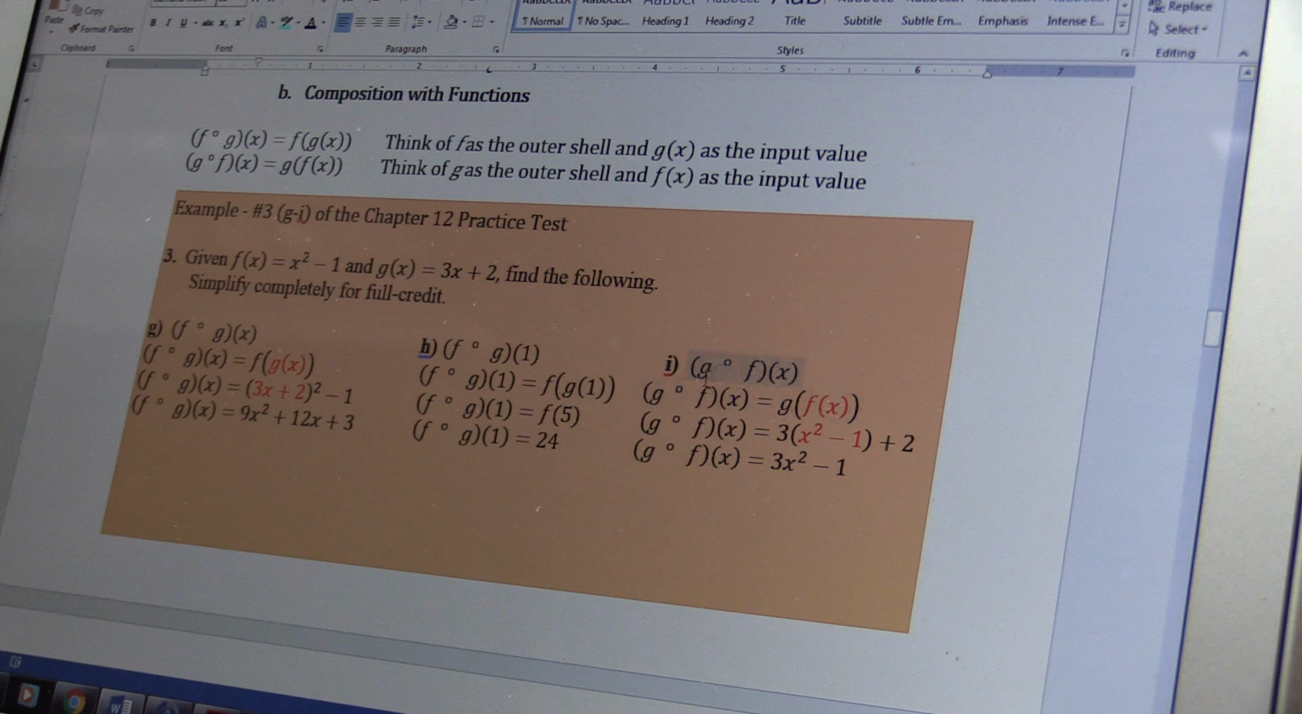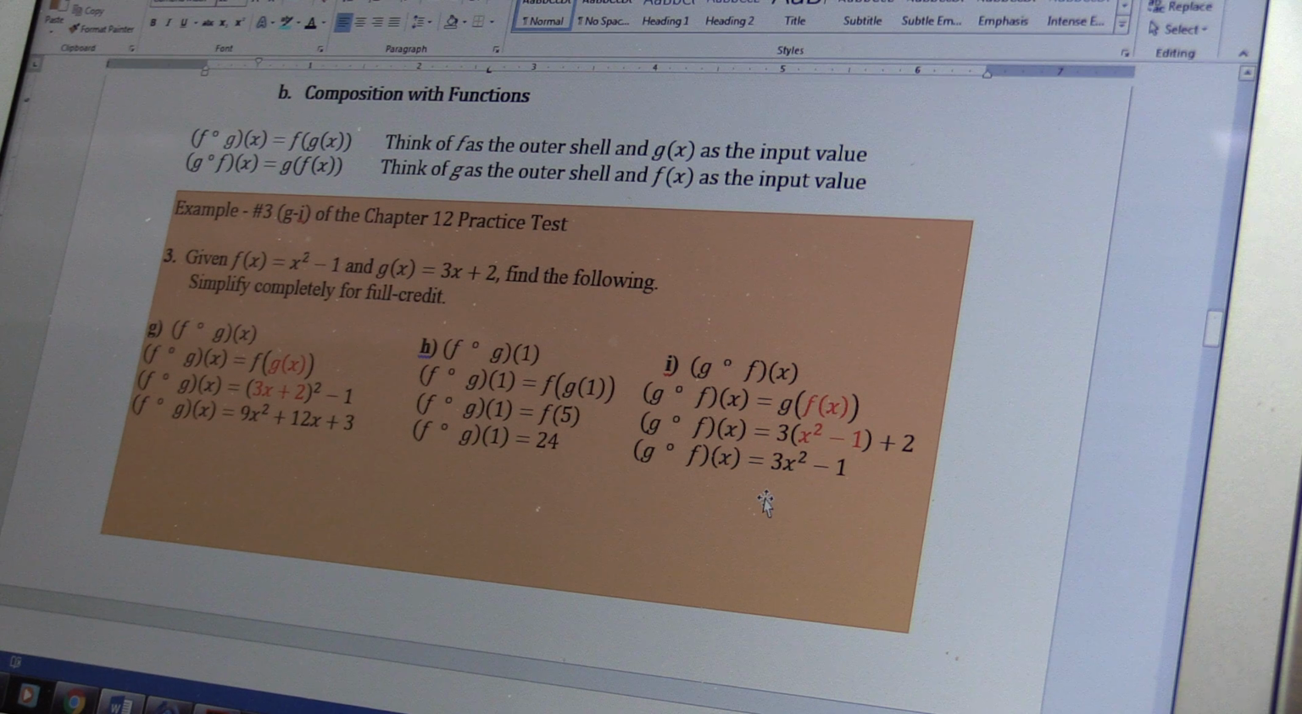Well, now g is the outer shell, and f is going to be my input, my function I'm going to stick inside of g. So the outer shell of g says, well, 3 times whatever plus 2. So I'm going to say 3 times whatever plus 2, and the whatever is my whole f of x function, so I'll replace that. Now I'll distribute my 3 through and combine my like terms, and I should end up getting 3x squared minus 1.